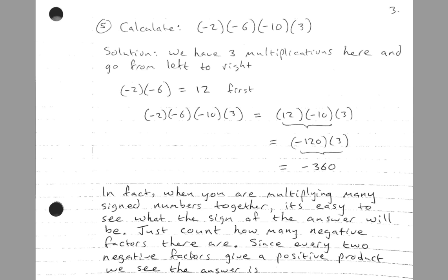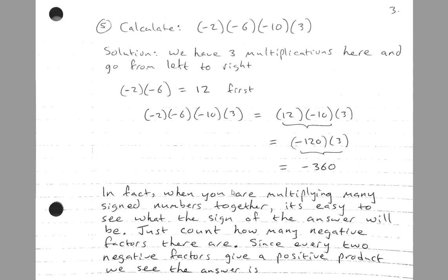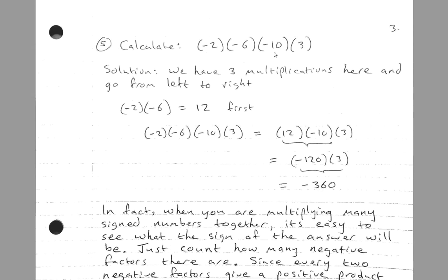And so what matters is, do you have an even number of negative factors or an odd number? If you have an even number of negative factors, the answer will be positive. And if you have an odd number of negative factors, the answer must be negative. We saw that here. Here there are 3 negative factors. 3 is an odd number, so right away we know the answer will have to be negative.